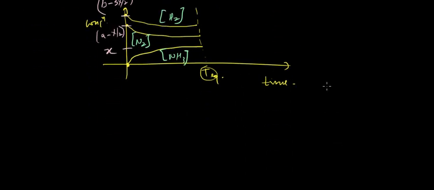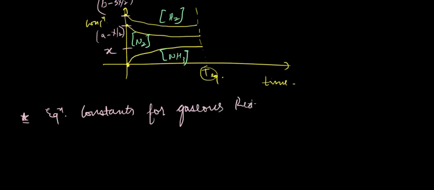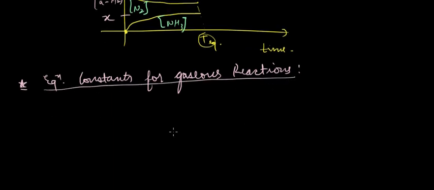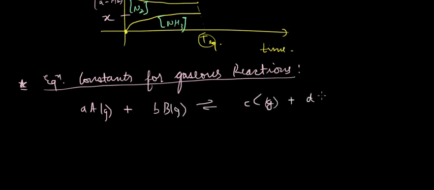So next let's discuss the equilibrium constants for gaseous reactions. Okay, so we have a moles of A plus b moles of B converting to c moles of C plus d moles of D. This is the generic equilibrium reaction. So at equilibrium, we are talking about equilibrium constants for gaseous reactions.